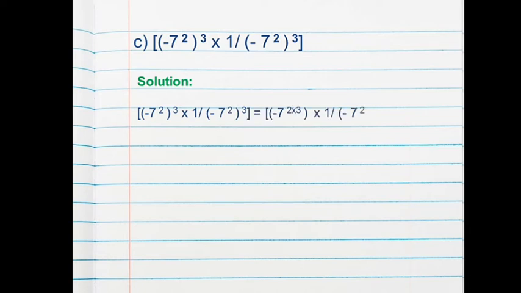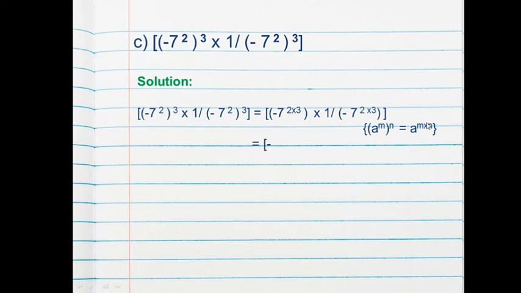equal to (-7)^(2 into 3) into 1 divided by (-7)^(2 into 3). So why have we written 2 into 3 here? As it is given power of power, and when the power of power is given, at that time we have to multiply both exponents. So here we will multiply 2 with 3, and here also we will multiply 2 with 3. So here we got, by using the law of exponents, that is (a^m)^n is equal to a^(m into n). It means we are multiplying the exponents here.